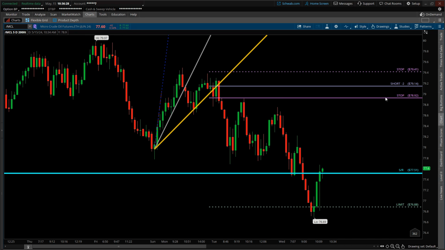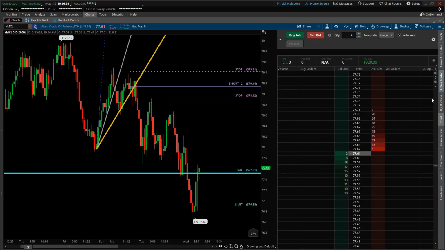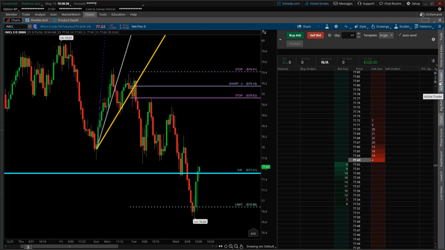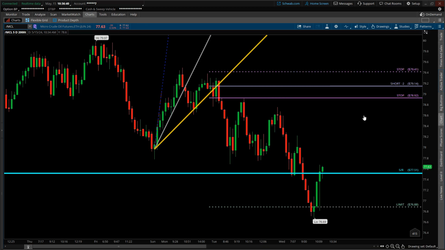From my entry at 79.14 to my close, that was about a 2% drop or take profit, and I was able to grab $320 out of this short swing trade. Until the next setup, I think price is going to hold up here at 77.51. Might see price eventually come back up, but I wanted to take part in that potential move. Fortunately, it did work out in my direction. So until the next setup, I'll see you.